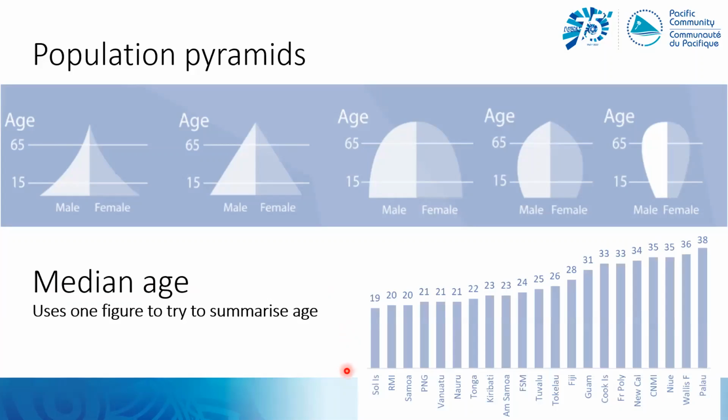So here's our estimates for the Pacific. Solomon Islands coming out with the youngest population, so half of the people are aged under 19. We go up to Palau at the other end of the scale, where the median age, get my terminology right, is 38 years. So these are just a couple of ways to show your data.